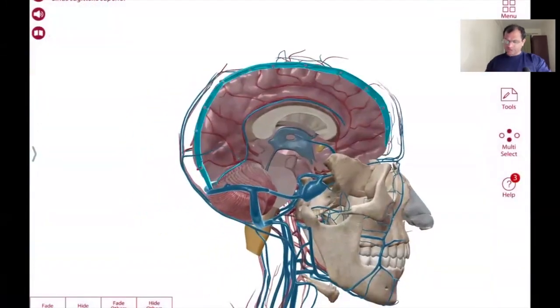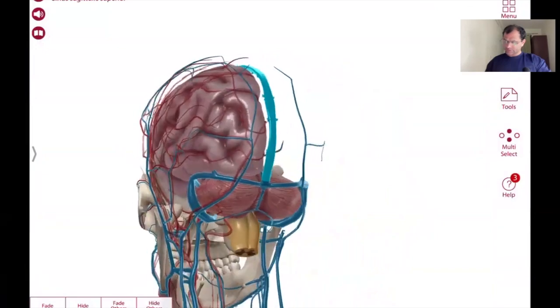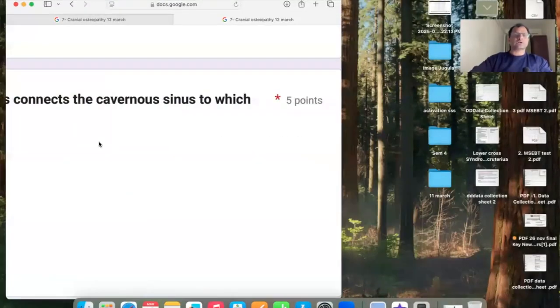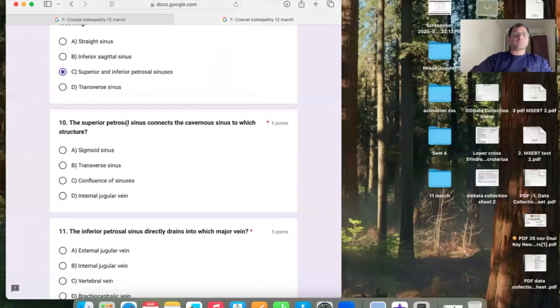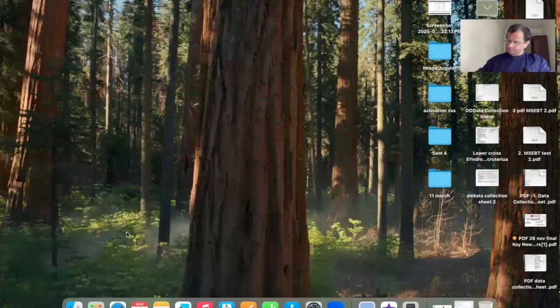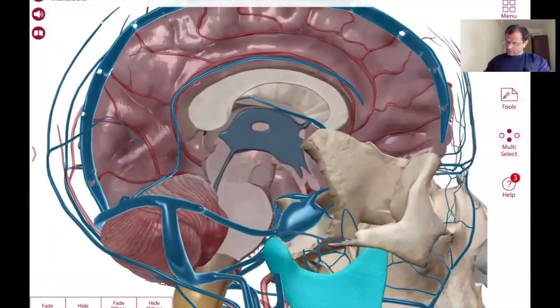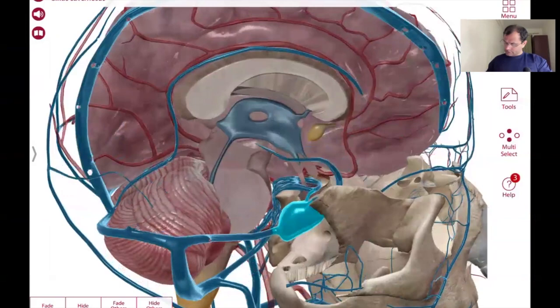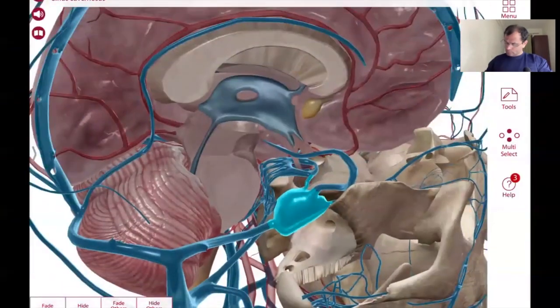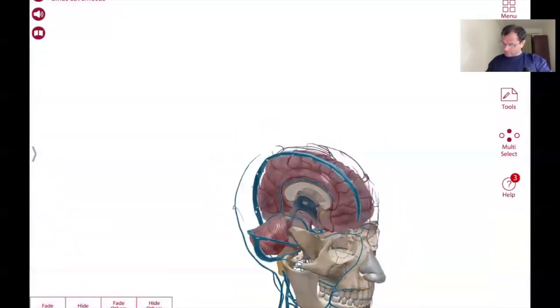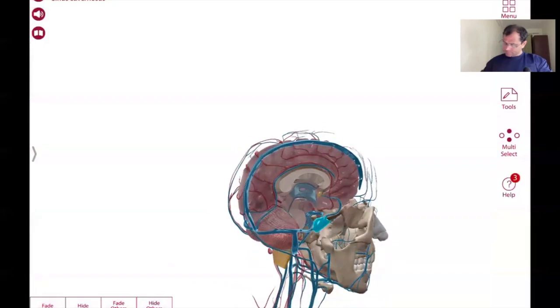So this is a superior sagittal sinus. Okay. What is the question? Let's see the question. The superior petrosal sinus connects to the cavernous sinus. Okay. So now we can see this is the cavernous sinus, on the back side of the eyes.